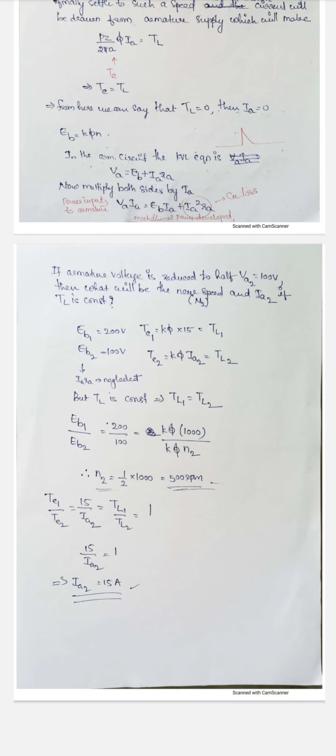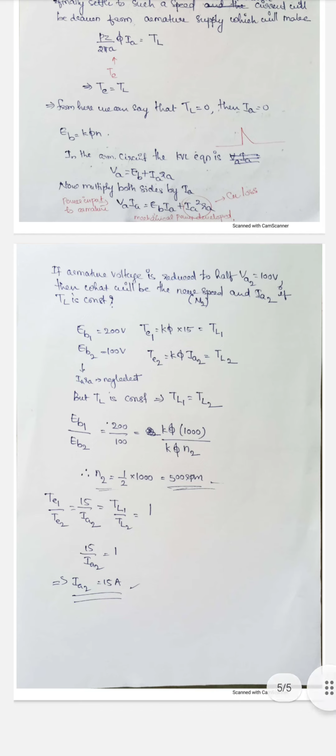Now we try to make the fraction EB1 by EB2, which is 200 by 100. EB is K phi into N. So K phi into N1, we have to find N2. N1 is 1000, given in the question itself. So EB1 by EB2, which is 2, is equal to 1000 divided by N2. So what will be N2 now? 1 by 2 into 1000, which is 500 RPM. You found it out. Very simple.